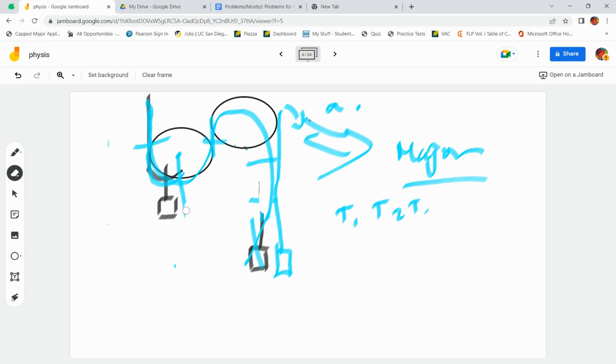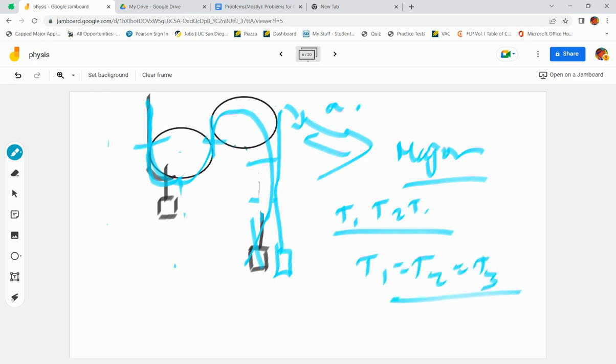Okay, and we're assuming massless pulleys and massless strings, whatever. So T1 equals T2 equals T3. But the acceleration is different, because if this is accelerating downwards, and let's just say this is accelerating upwards, then the length over here is double, so 2a, and then this is a and a. So those are the a's over here. So 2a m is negative, and that's positive because it's going up.